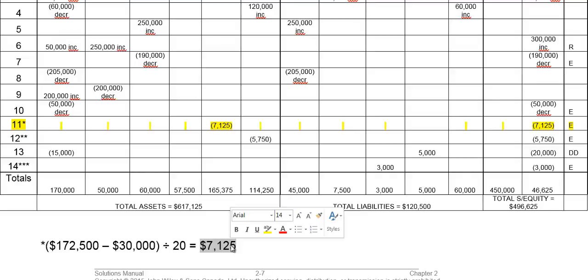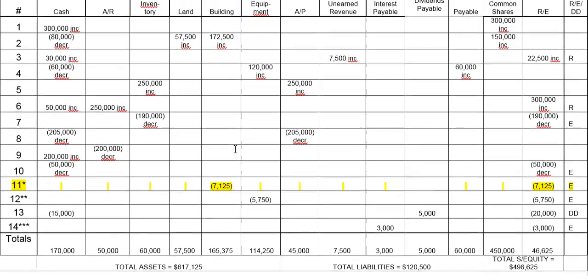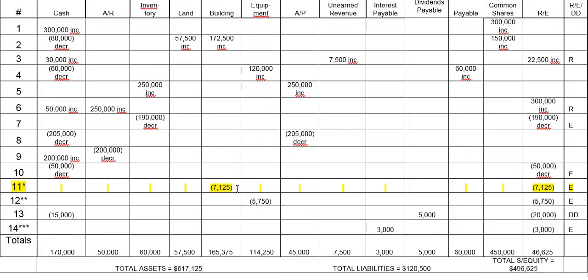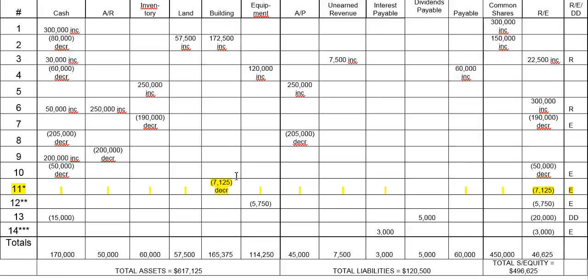So in this case, what's going to happen? Well, we've got the $7,125. That is going to increase. So the $7,125 means that the building is actually decreasing, right? The value of the building, not market value, but we're allocating out part of that cost of it, right? So it's decreasing, and what's happening here?